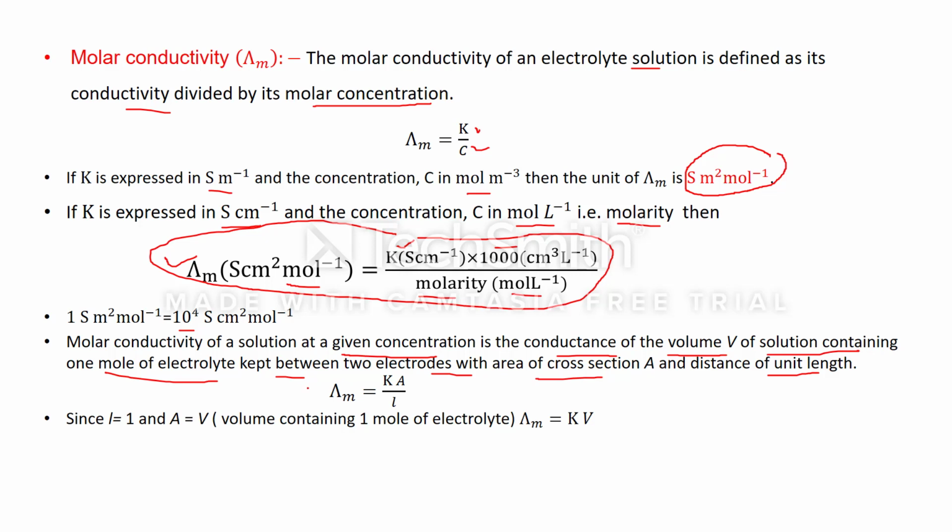And mathematically we can write molar conductivity is equal to kappa A by L. And if L is equal to 1, that is unit length, and this A is equal to V, then we can say this is the volume containing 1 mole of electrolyte. Then we can say molar conductivity is equal to conductivity multiplied by volume.